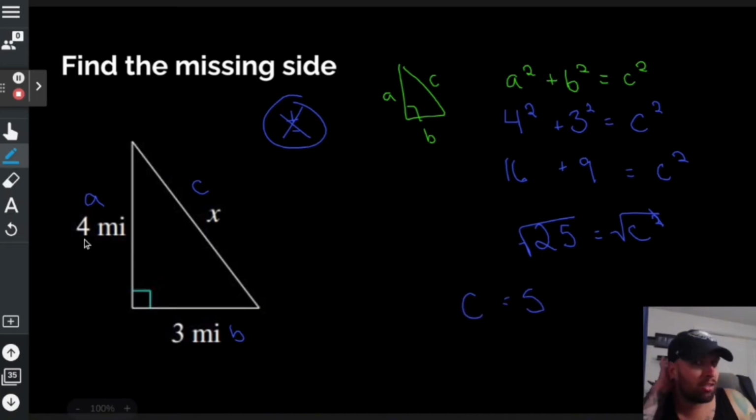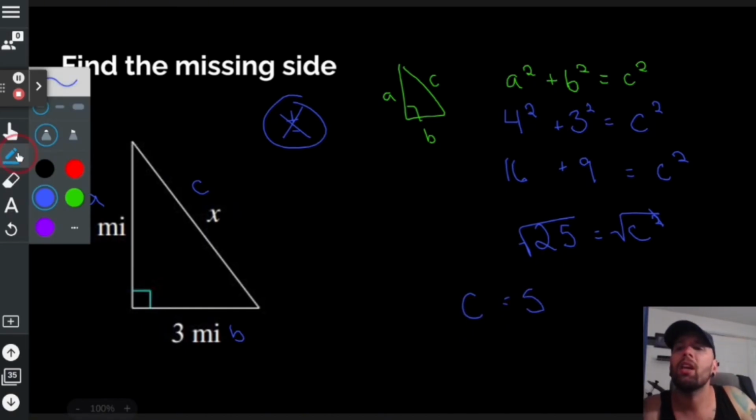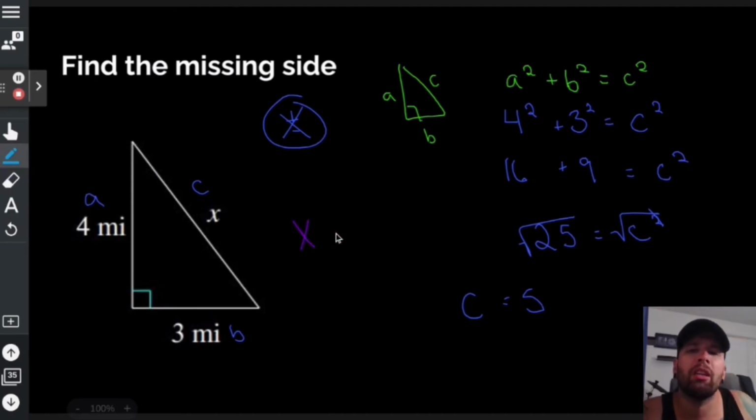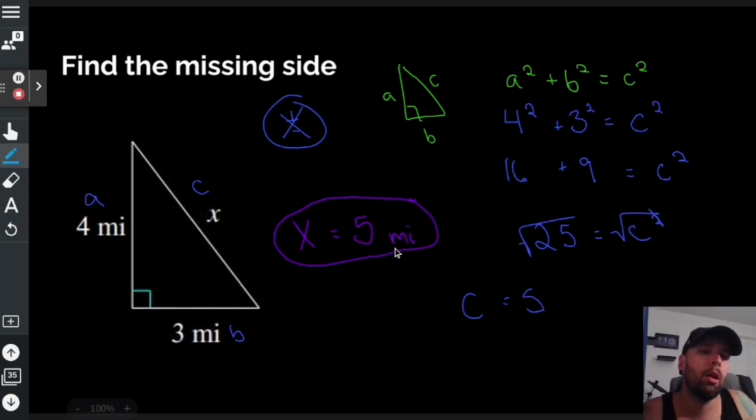And in this case, since the problem that I have is X, and since it also gives us miles, I'm going to make sure I answer this nicely. X equals 5 miles. Now, I would walk 500 miles, and I would walk 500 more. But this answer is just 5 miles.